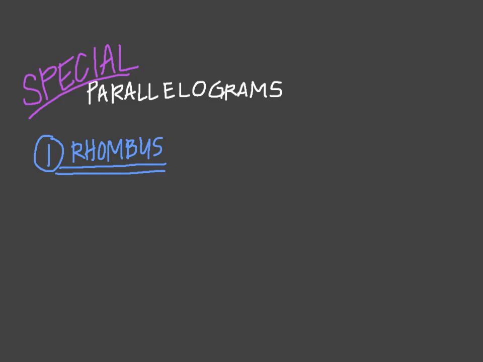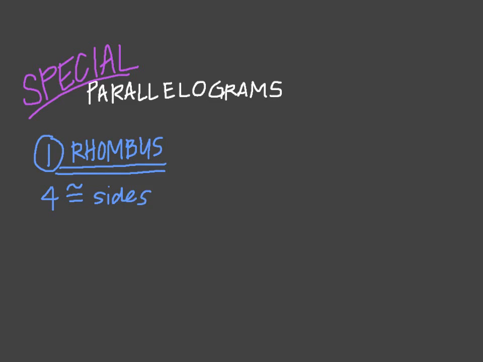Alright, so we're well versed in parallelograms and we know the different properties of them. And now we're going to talk about special parallelograms, so kind of special cases of parallelograms that have the same characteristics as parallelograms, but with a few extra added twists. So, a rhombus is our first kind of special parallelogram. And what's special about it is it's a parallelogram, but it has four congruent sides.